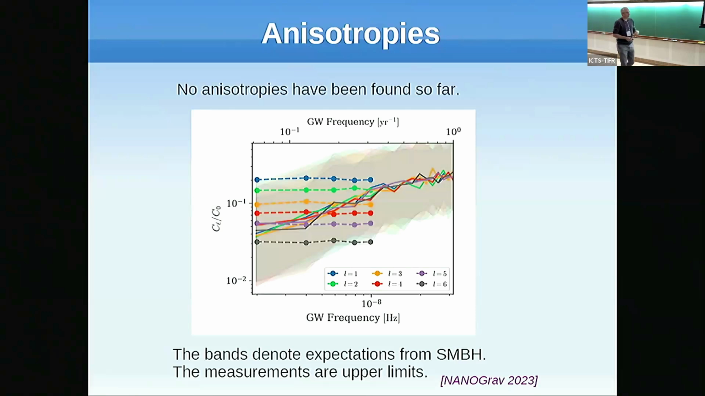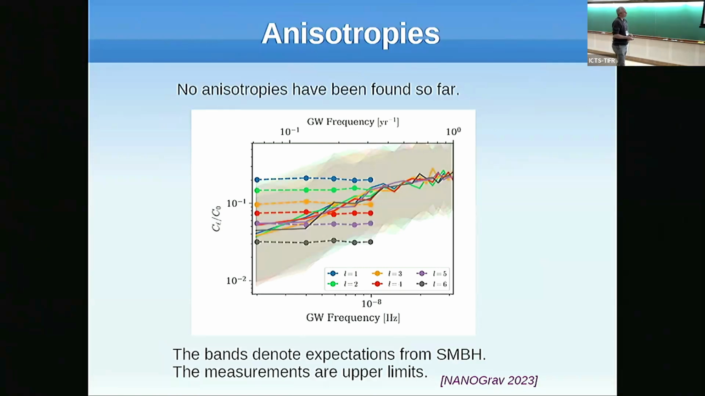Okay, so I think, and many people in the field believe, that the best way to really distinguish between a cosmological and an astrophysical source are anisotropies. And actually, NANO-Grav already did an anisotropy search in the last release. And this is kind of the money plot.